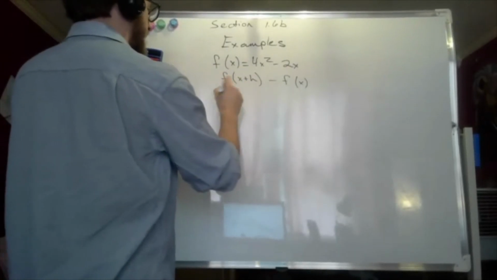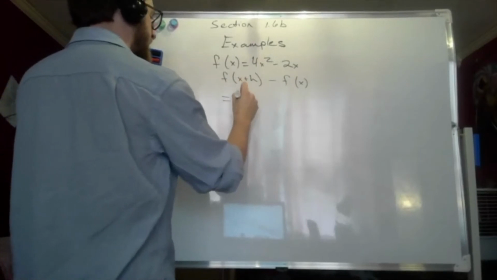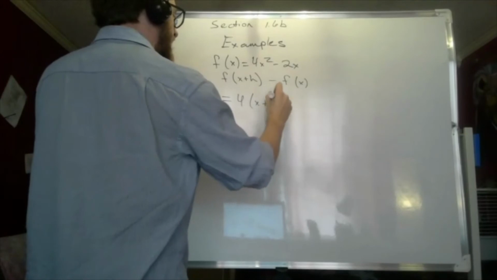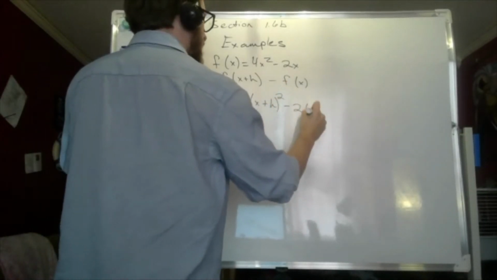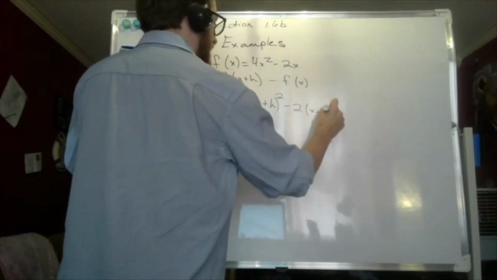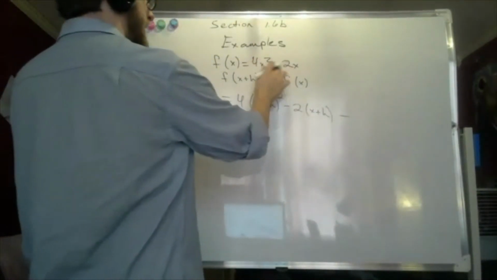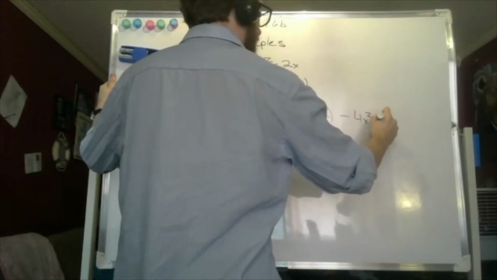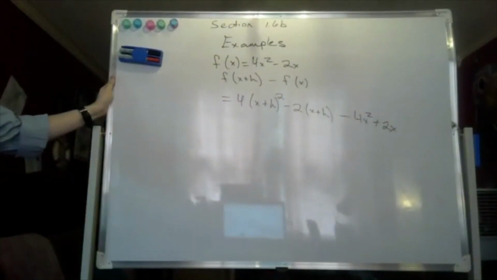So this guy is equal to, take x plus h and plug it in. So we've got 4 times parenthesis x plus h squared minus 2 times parenthesis x plus h, and then minus f of x. So minus f of x, you want to make sure you distribute the negative here. So we got minus 4x squared plus 2x. And there we have it.